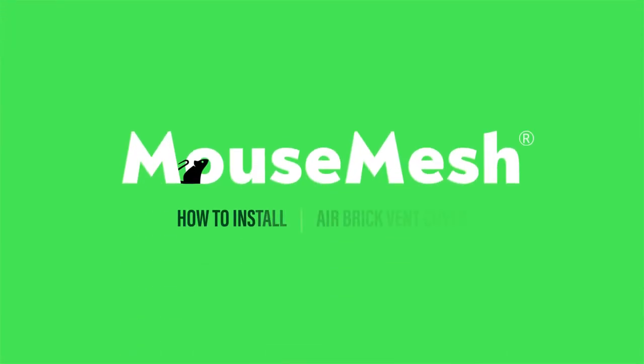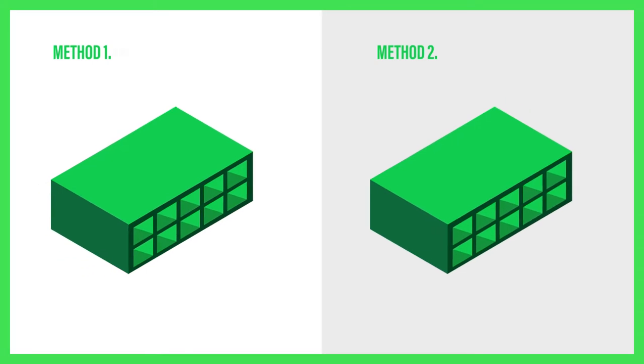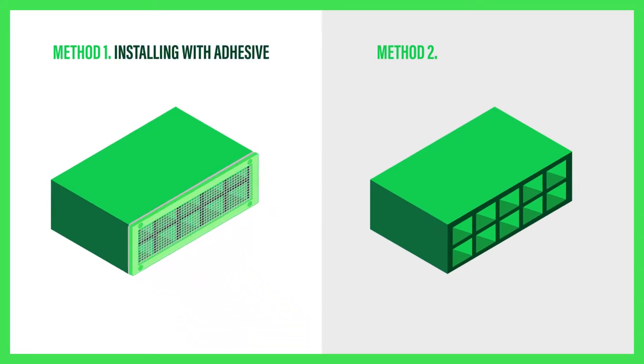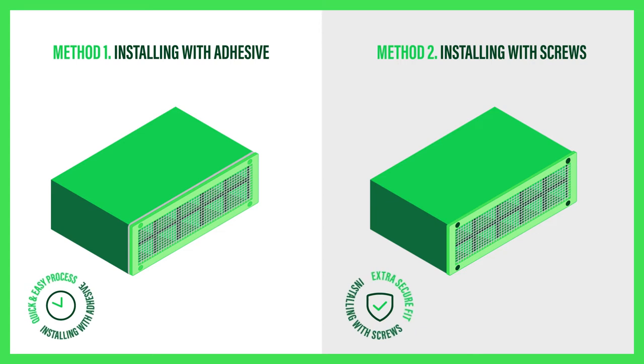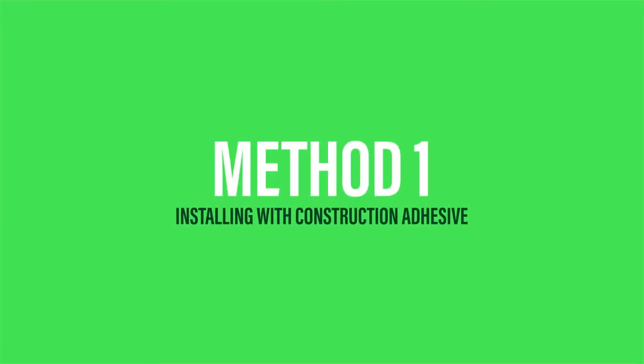How to install the MouseMesh air brick vent cover. There are two installation methods to choose from: installing with construction adhesive or installing with screws. For a quick and easy process, we recommend installing with construction adhesive. For an extra secure fit, install with screws. Method 1. Installing with construction adhesive.